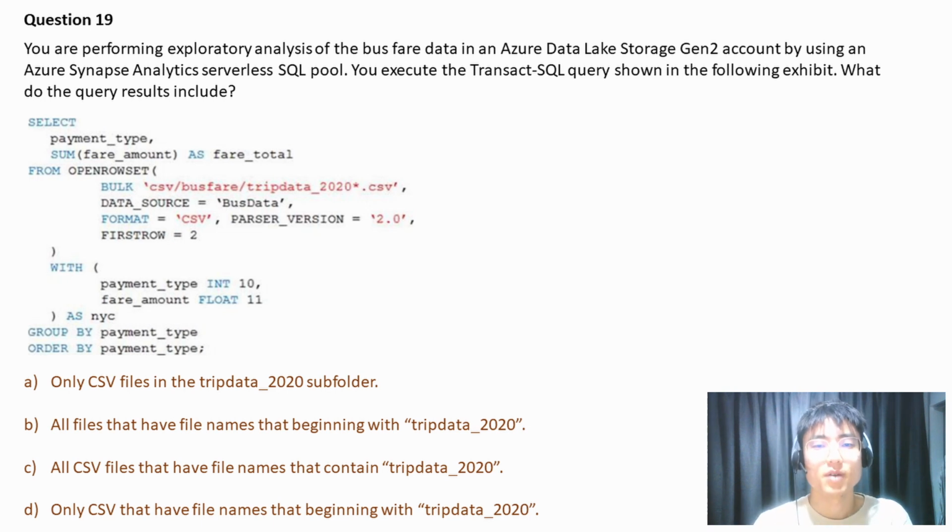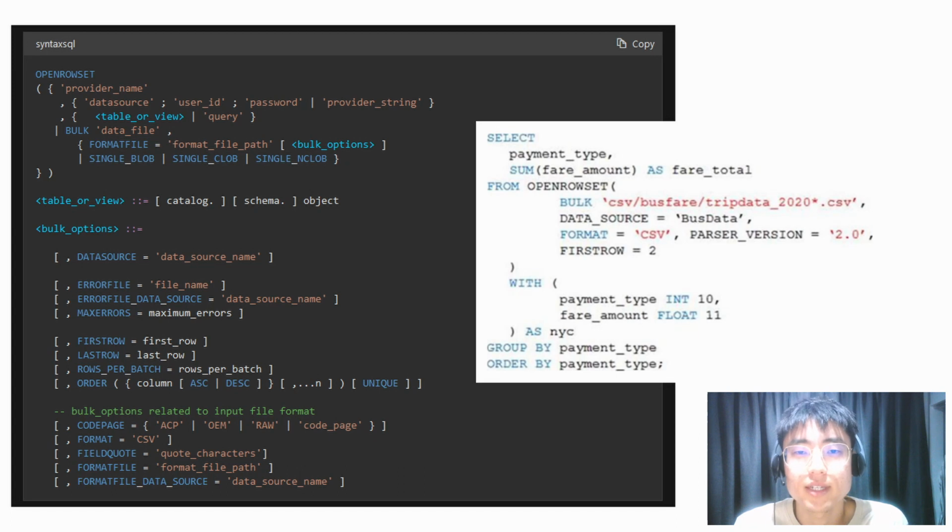So the question is about accessing external data from serverless SQL pool. The question is pretty straightforward as long as we understand the syntax. So the important part here comes after FROM OPENROWSET BULK. And comparing it to the model syntax that's shown on the screen, we see that the string following BULK is our data file of interest, which in this case is csv/busfare/tripdata2020*.